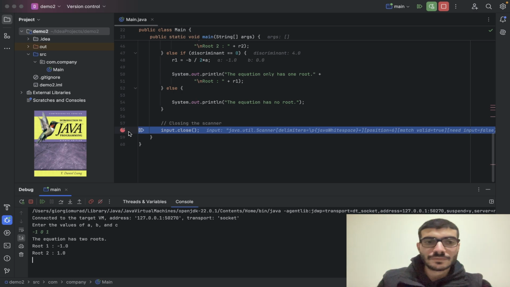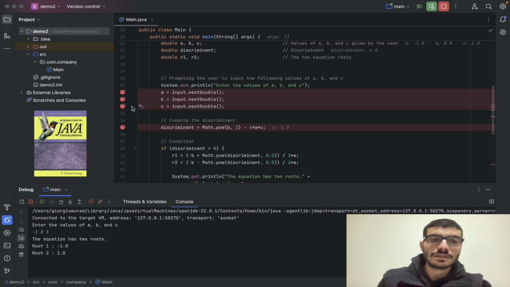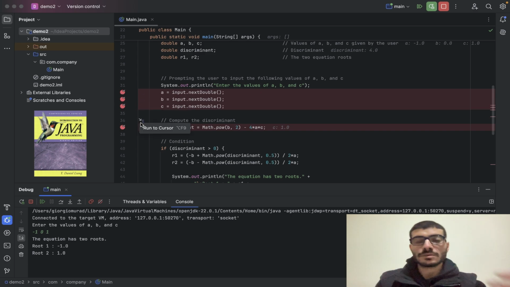And that's how we use the debugging method in order to test our programs to make sure that there is no error.